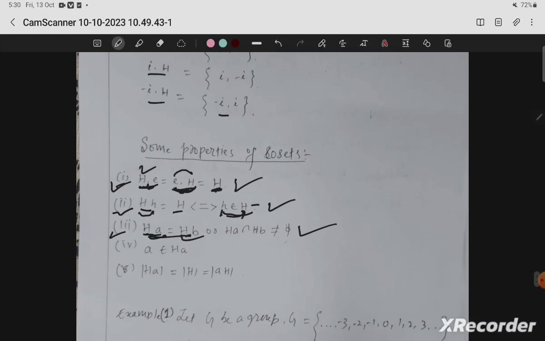This is just a verification. You can see the proof later. There is a proof of each property, but I'm just showing you.